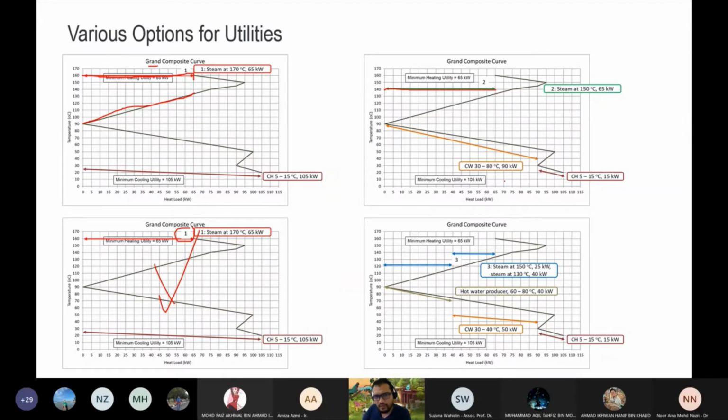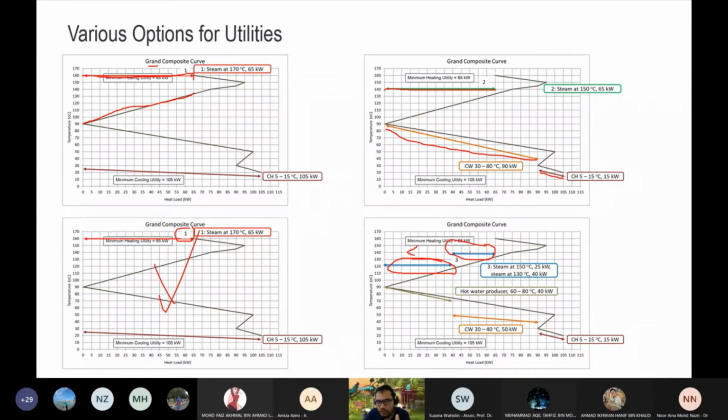And it's also from here, instead of using chilled water all the way, I can have the chilled water here, and then the cooling water from this to there. So that's another option. And then the third option is that I can also use steam at 150 degrees C, and then use another steam at 120 degrees C, right? So two different levels of steam. So this one could be cheaper than the other one. Yeah, it could be.